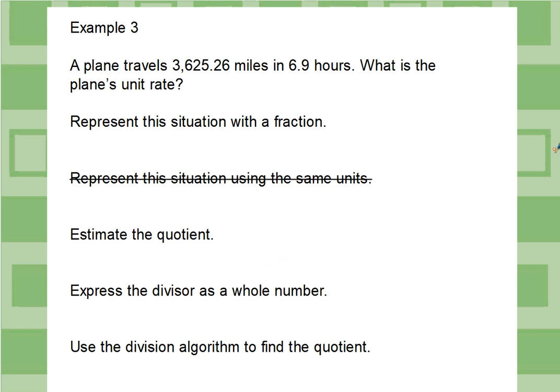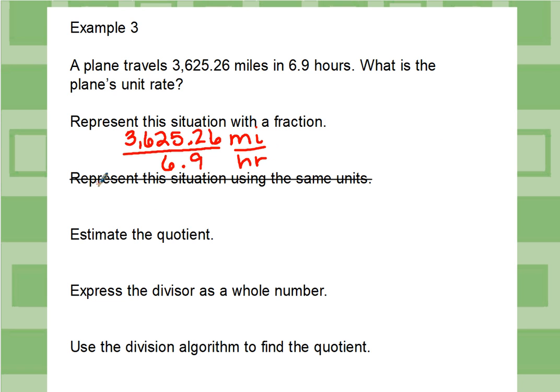All right, let's take a look at the next one. A plane travels 3,625 and 26 hundredths miles in 6 and 9/10 hours. What is the plane's unit rate? Well, the first thing we're going to do is represent this with a fraction. So we're going to need 3,625 and 26 hundredths over 6.9. I'm also right now going to put miles and hours.